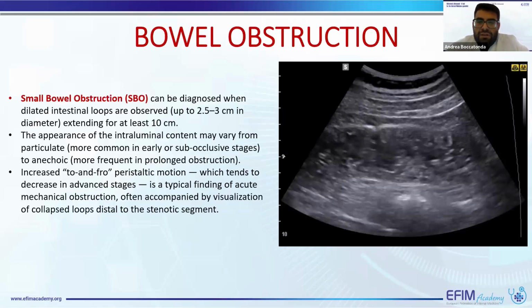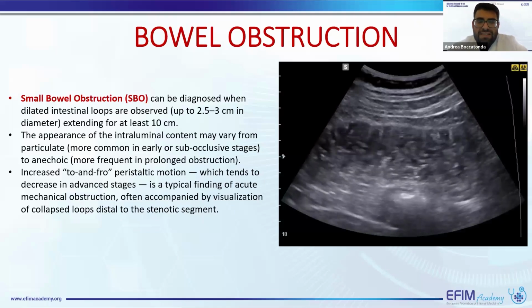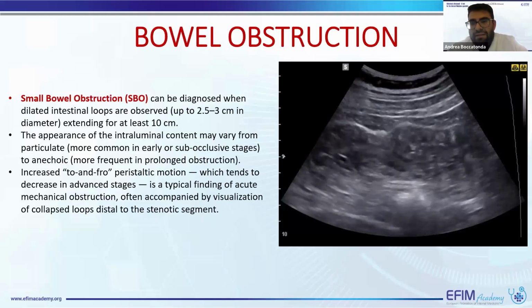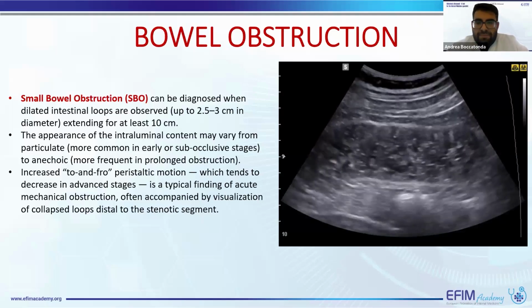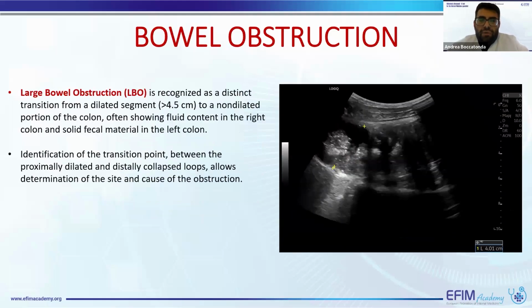The intraluminal content may vary according to the phase of the occlusion, and typical is the so-called to-and-fro peristaltic motion that can be observed in the video, as a most relevant sign of bowel obstruction. When the obstruction involves the large bowel, there is a small difference in the reference diameter, and in particular, we speak about a large bowel obstruction when there is a dilated segment over 4.5 centimeters.